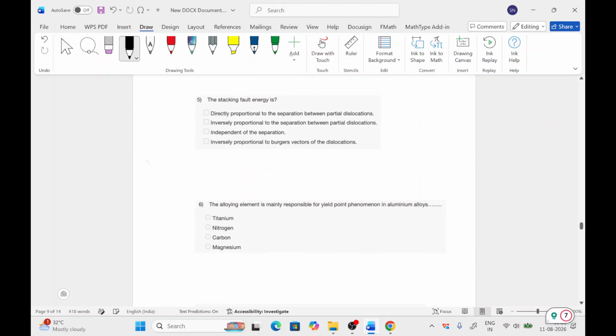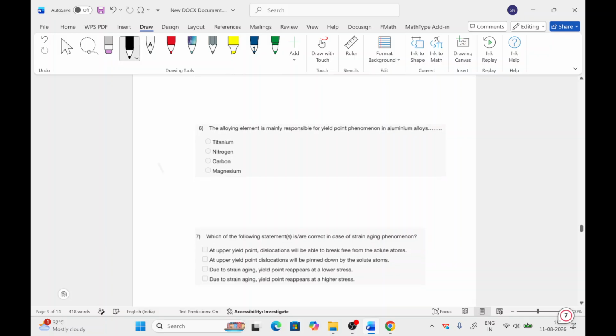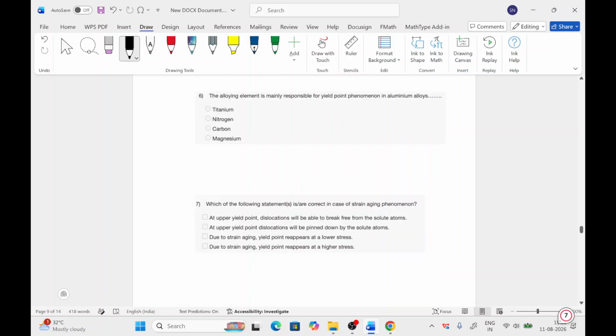Next question is, stacking fault energy is directly proportional to separation between partial dislocations. No. Inversely proportional to separation between partial dislocations. Correct. Inversely proportional to Burgers vector. No. Only option B is correct. Fifth question is, which alloying element is mainly responsible for yield point phenomenon in aluminum alloys? Yield point phenomenon means dynamic strain aging. So magnesium atoms generally give rise to dynamic strain aging.